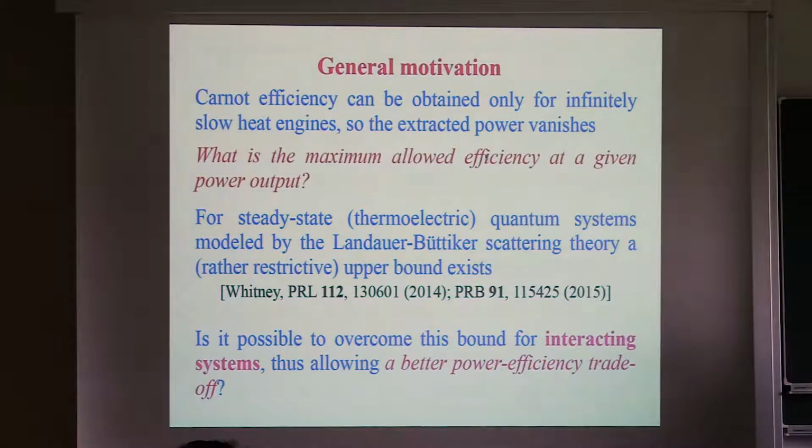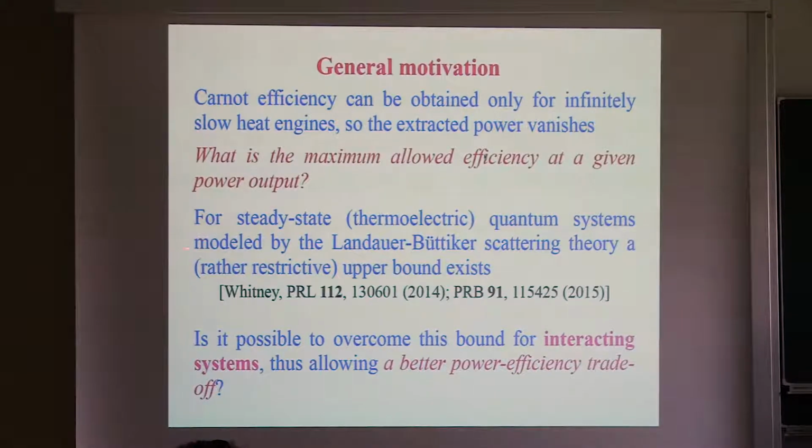So the practical question you can ask is, what is the maximum allowed efficiency if you want a given power output? I will discuss a little bit cyclic engines, but I will mainly focus on steady state heat-to-work conversion, so thermoelectric quantum systems. In that case, there is a bound which was derived for scattering theory by Whitney a few years ago. This bound is purely quantum and rather restrictive. And so the question is whether it is possible to overcome this bound if you consider interacting systems. That's what I will discuss at the end.